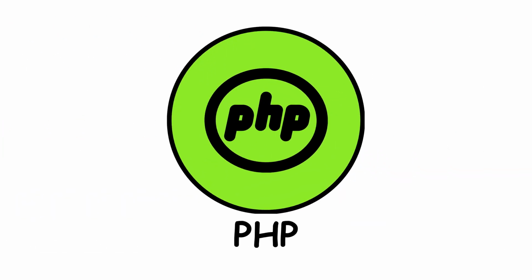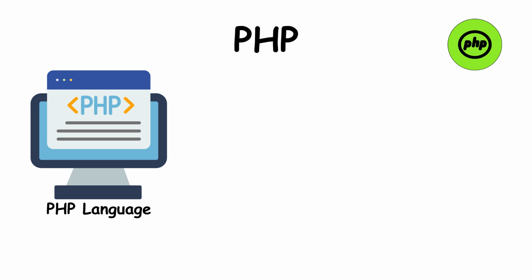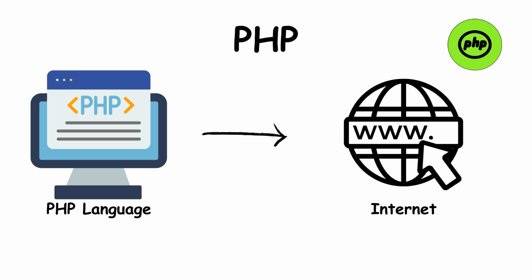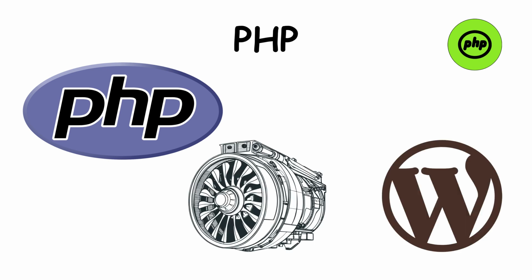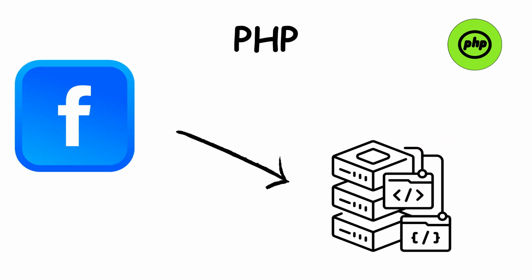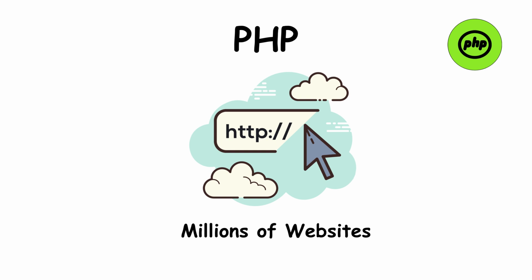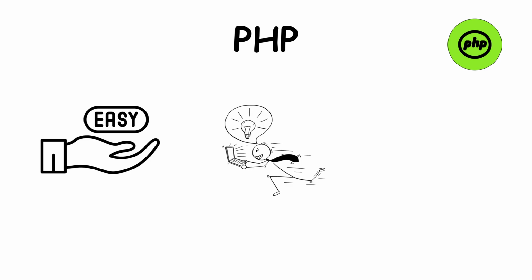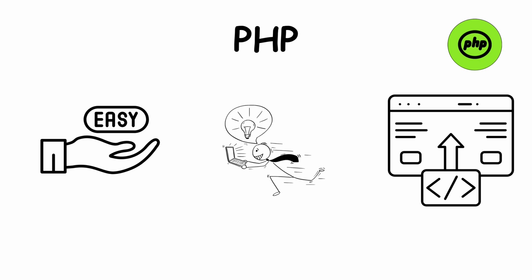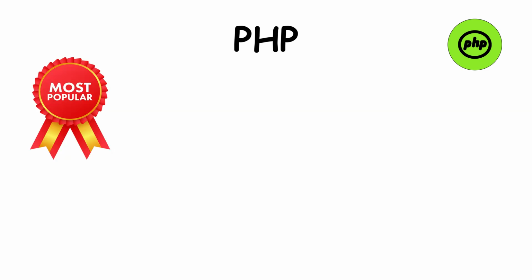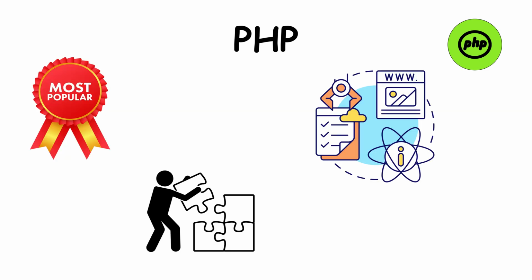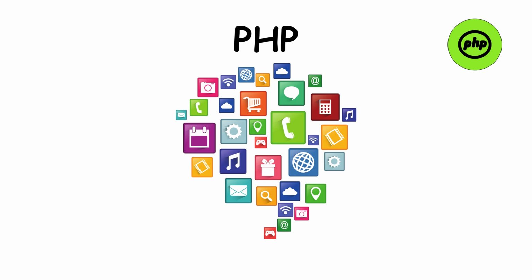Now let's talk about PHP, a language often criticized, but still running much of the internet. PHP is the engine behind WordPress, Facebook's early codebase, and millions of websites. It's easy to learn and quick to deploy, which is why it remains a popular choice for building dynamic web applications despite its bad reputation.